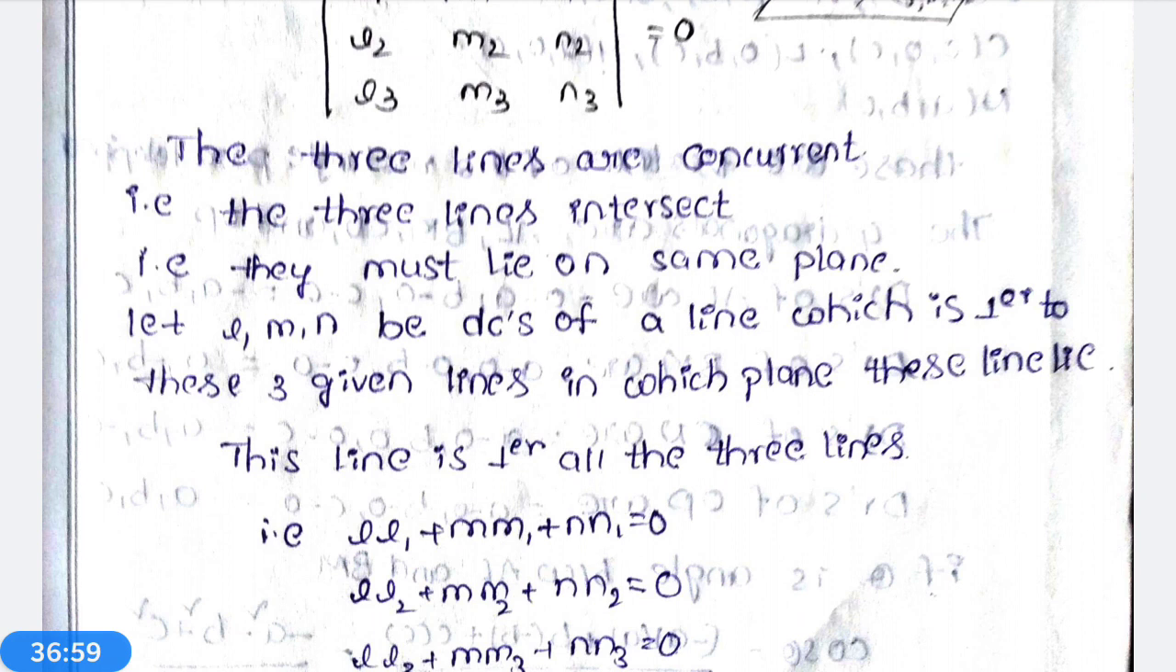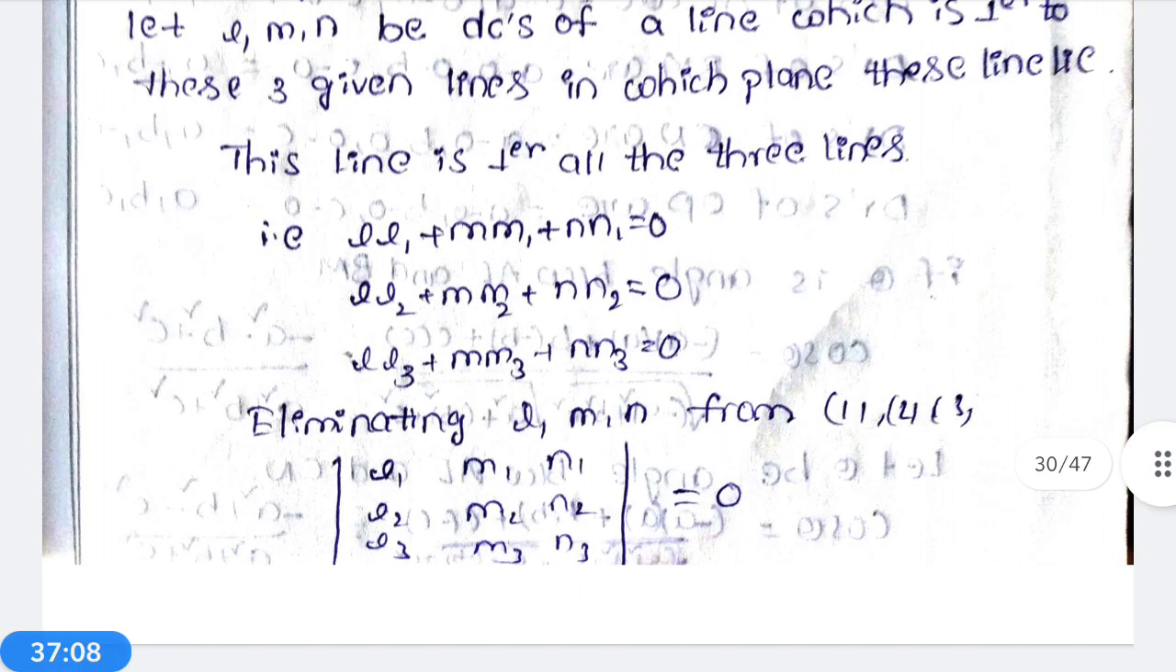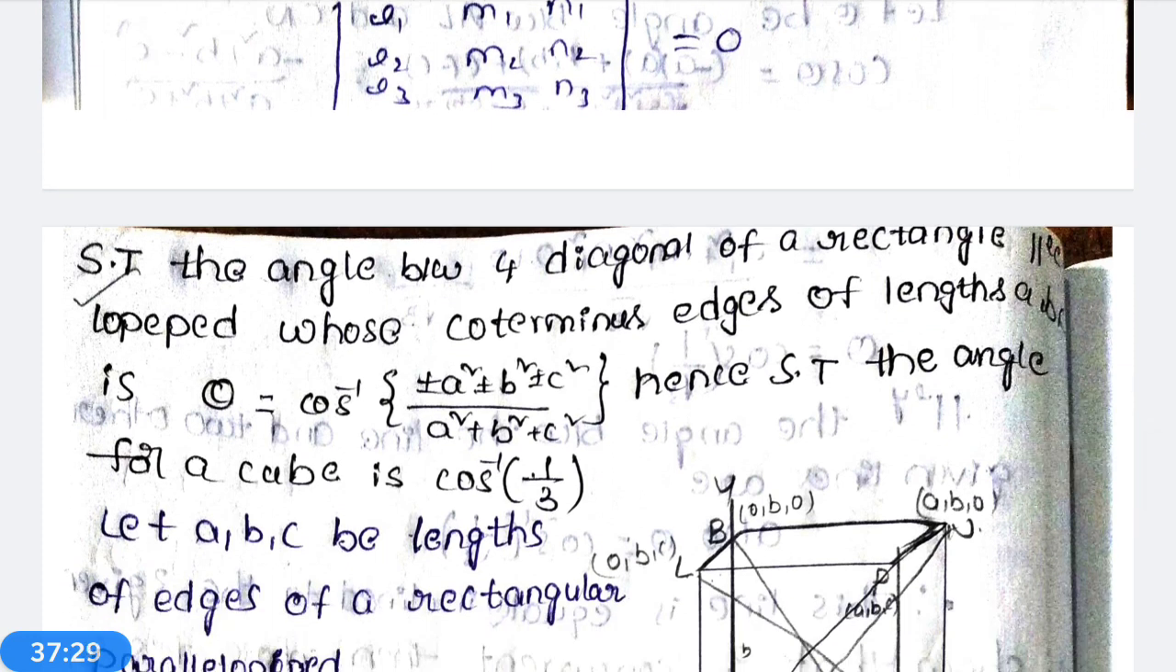Therefore, l l1 plus m m1 plus n n1 is equal to 0. l l2 plus m m2 plus n n2 is equal to 0. l l3 plus m m3 plus n n3 is equal to 0. Eliminating l, m, n from 1, 2, 3 will give the determinant of l1, m1, n1, l2, m2, n2, l3, m3, n3 is equal to 0. This is the condition for concurrence of lines.